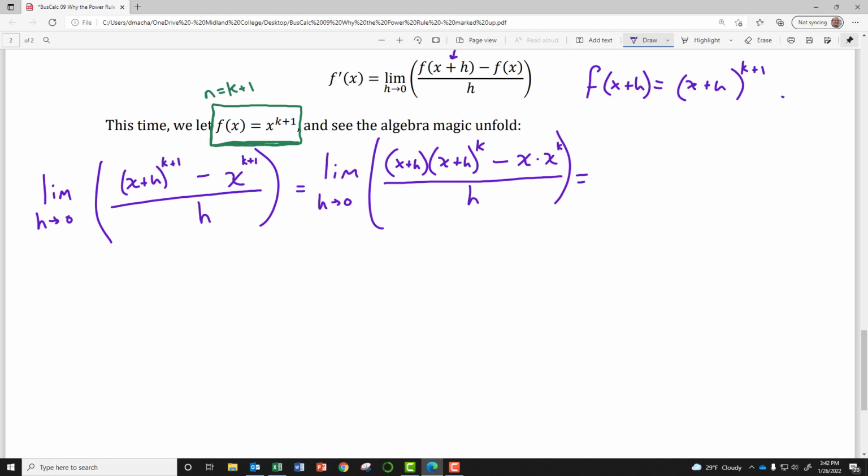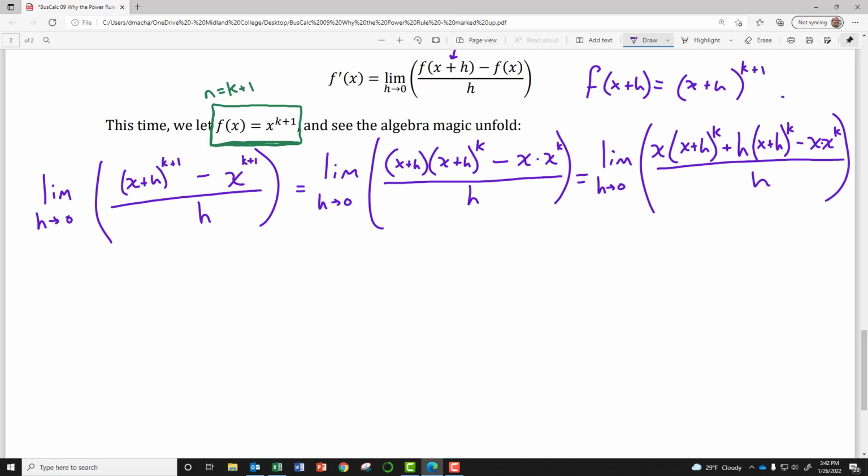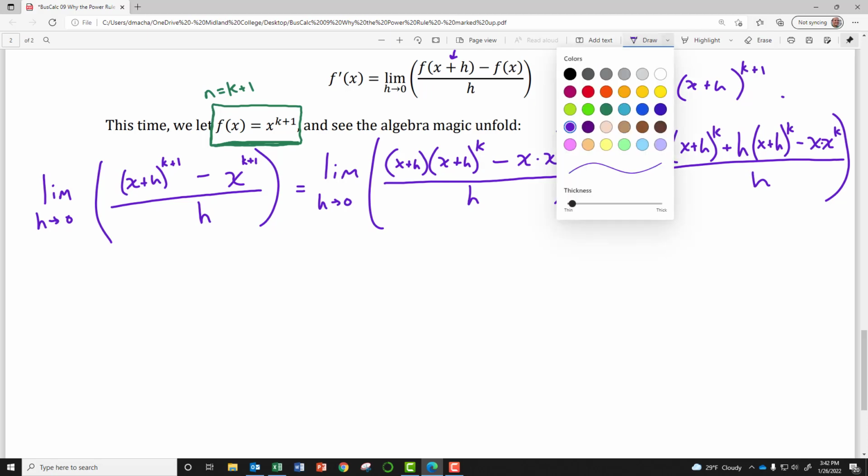So I'm going to set this equal to the limit again of x times (x plus h) to the power k plus h times (x plus h) to the power k. And then again, minus x times x to the power k, all divided by h. So far, so good, right? We're going to continue on the next row here.